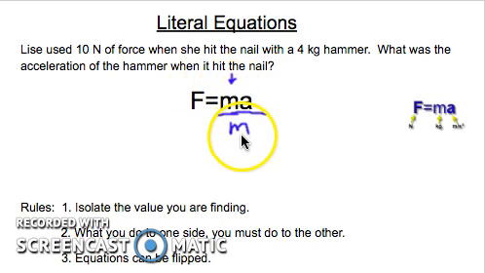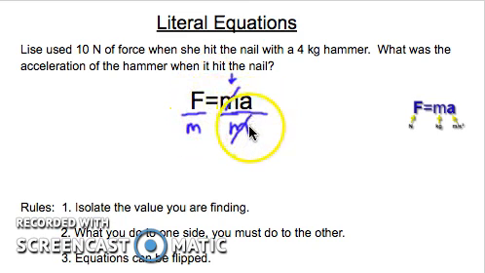And you do that by dividing anything that is multiplied to that value. So in this case, we're dividing this side by m. But look at the rules. What you do to one side, you must also do to the other. So since on this side we divided by m, we're going to have to go on this side and do the same exact thing and divide by m. So what happens is this m cancels out with this m, and you're left with F over m equals a.